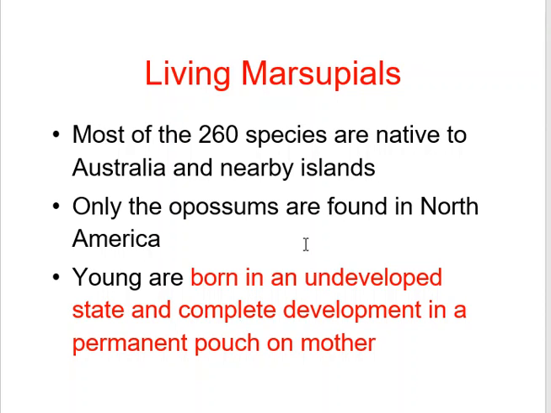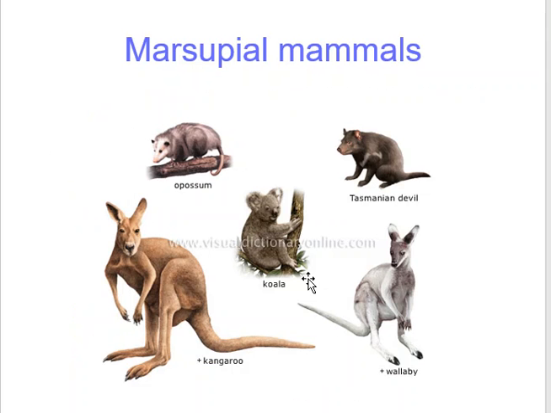And I have a video that I invite you to watch. It's an amazing video that shows how a marsupial is born. Okay, so these are pictures of marsupial mammals. You know them: opossum, kangaroo, koala, wallaby. Even the Tasmanian devil is a marsupial. Koalas are marsupials as well.